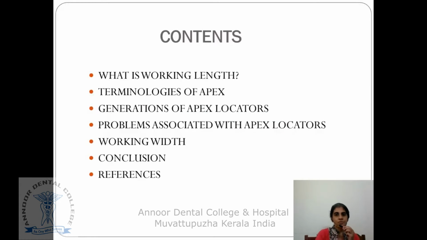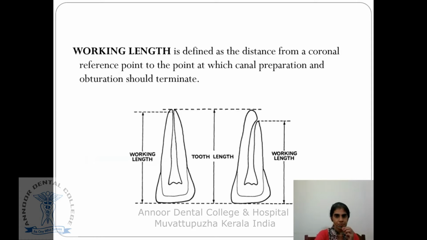So the contents of this talk go like this. First we will say what is a working length, and next we will move on to the different terminologies that are there in a root apex. Then we will move on to the generations of apex locators, the common problems associated with apex locators, working with, conclusion and references. So what is a working length?